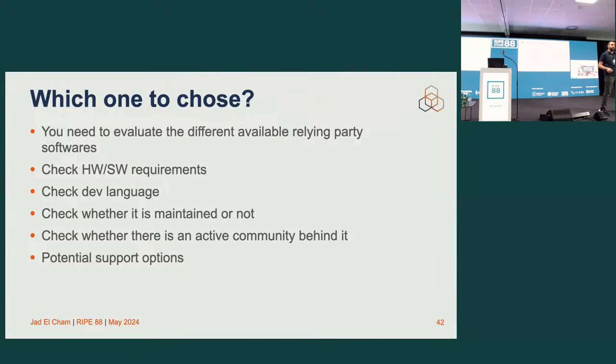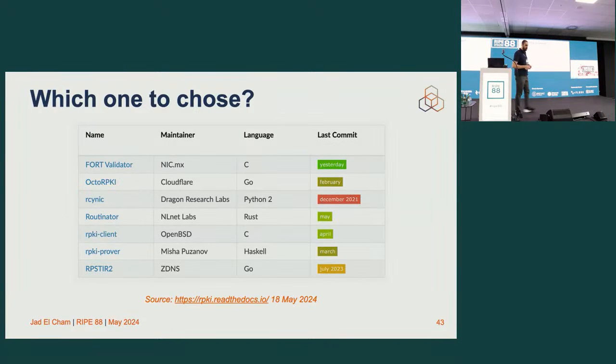Even though all of the RPKI softwares out there today, they are open source by nature, so you can download them and install them, run them for free. Some of the organizations behind them might offer you some sort of a support contract. Like, is it 9 to 5, 24/7? It depends.